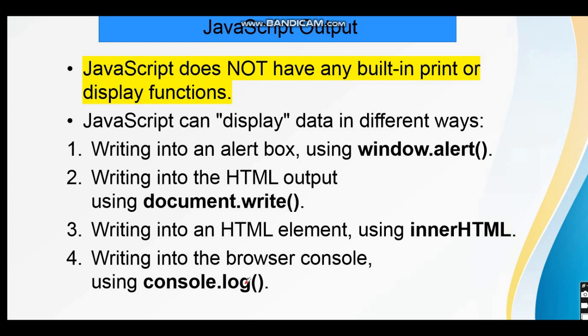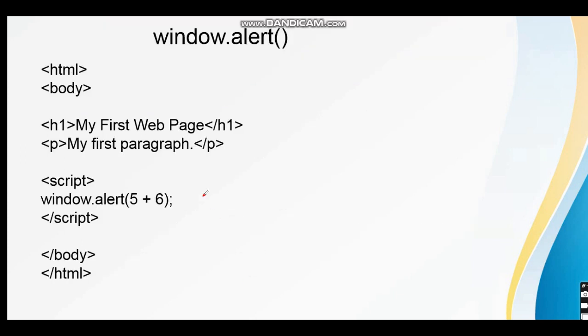So this is how we are going to display the output of JavaScript. Till now we have seen document.write. Now we are going to see one by one how we make use of window.alert, innerHTML, and console.log. So here this is the example of window.alert. Here you are going to write this. See, in the script, it is window.alert. It is going to give us a pop-up window which is going to give us the result of 5 plus 6. Is it clear? Let's try this.